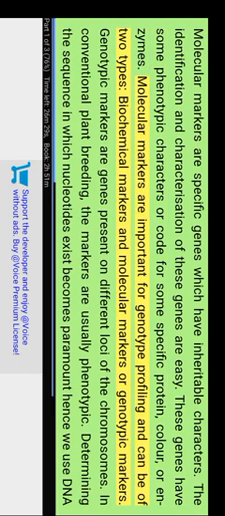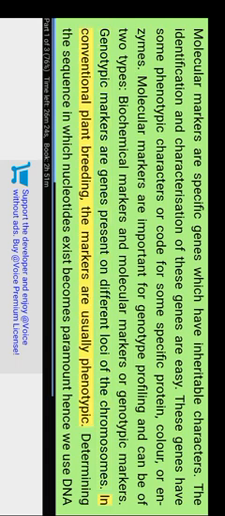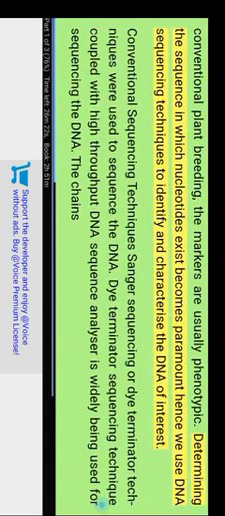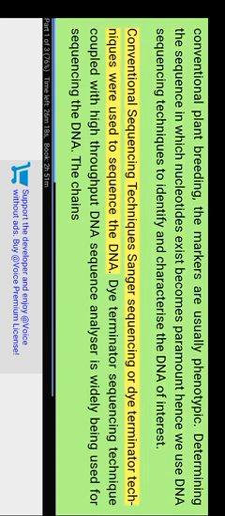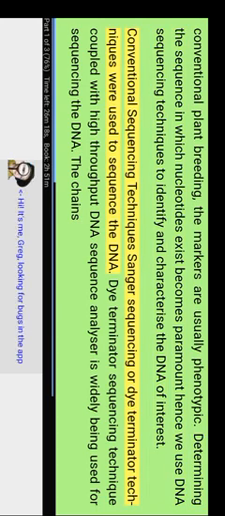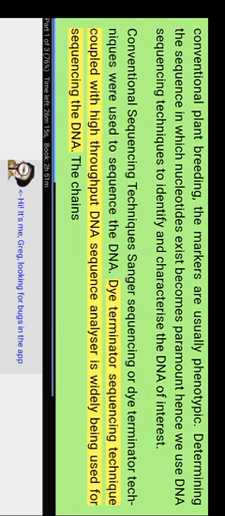Molecular markers are important for genotype profiling and can be of two types: biochemical markers and molecular markers or genotypic markers. Genotypic markers are genes present on different loci of the chromosomes. In conventional plant breeding, the markers are usually phenotypic. Determining the sequence in which nucleotides exist becomes paramount, hence we use DNA sequencing techniques to identify and characterize the DNA of interest. Conventional sequencing techniques, Sanger sequencing or di-terminator techniques, were used to sequence the DNA. The di-terminator sequencing technique coupled with a high-throughput DNA sequence analyzer is widely used for sequencing the DNA.